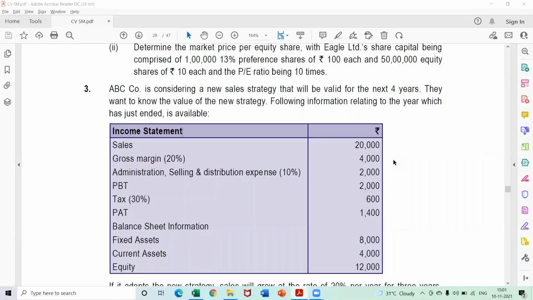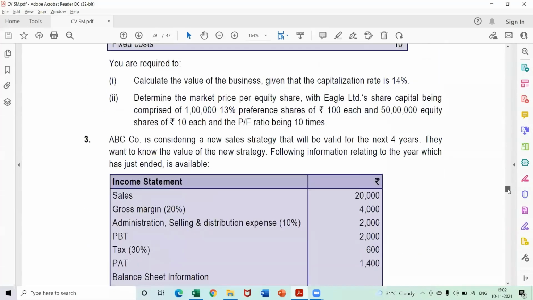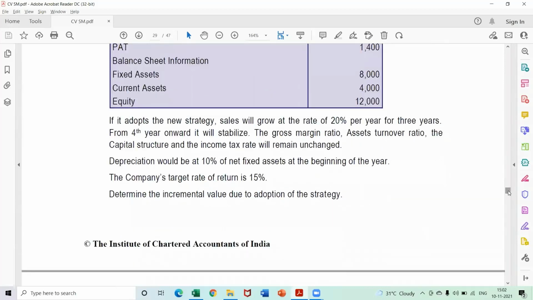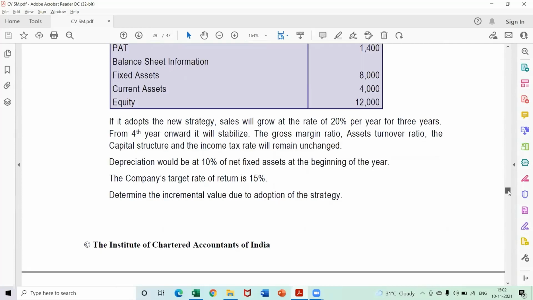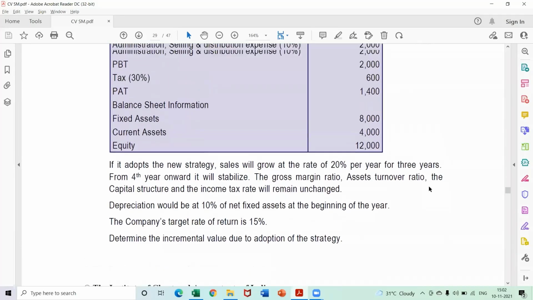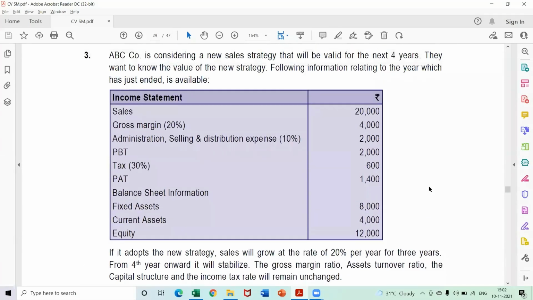Now let's do problem number 3. Just check what's being asked in the question. Determine the incremental value due to adoption of the strategy. Now let us see what is the question right from the start. There's a company that is considering a new sales strategy that will be valid for the next 4 years, and there's an income statement given for the year that has just ended. So what all details are given?